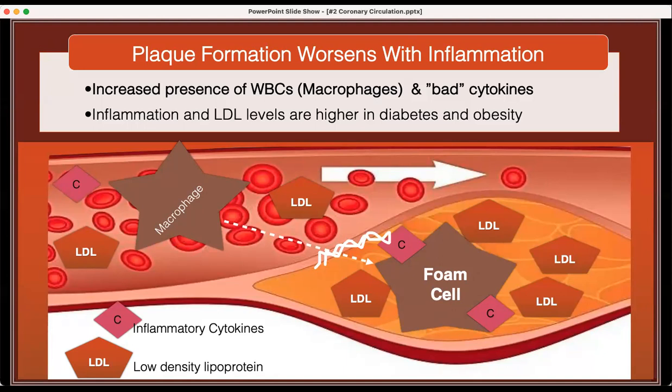So there's a lot going on in plaque formation. But the first thing is that tear. The next thing is having inflammation in the blood that pulls in LDL and cytokines and starts forming this plaque. Now notice that LDL is higher in diabetes and obesity. So all of these things are happening all at once.